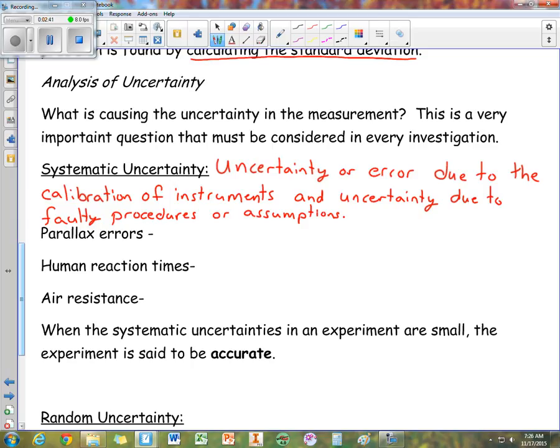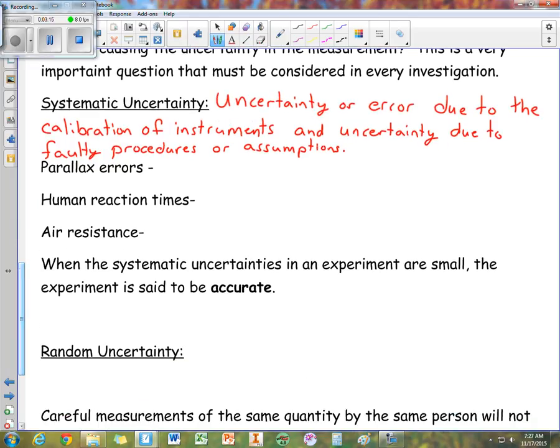So did you fail to calibrate your triple beam balance? Are you using a meter stick that has a warped end to it? Something where the tool that you're using to make the measurement is not measuring correctly. That's a calibration error. These are also uncertainties due to faulty procedures or assumptions. So when you write out your lab procedure, are you doing something that would naturally lead to an error?